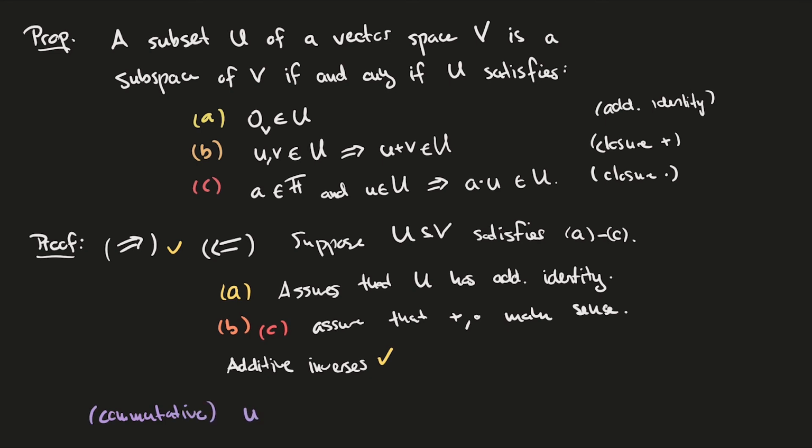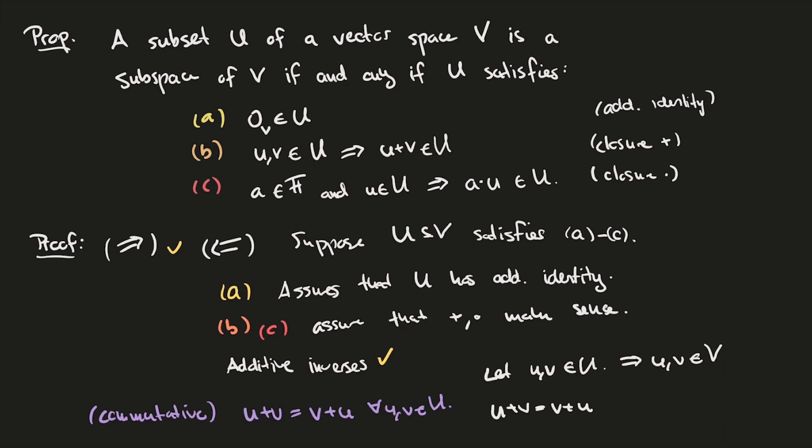So we need to show that u + v = v + u for all u and v in U. So we let u and v be elements of U. But because U is a subset of V, this implies that u and v are also elements of V. But V is a vector space, so u + v = v + u in V, and hence also in U.